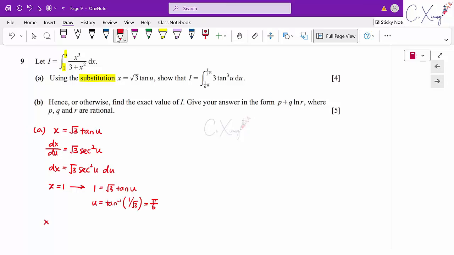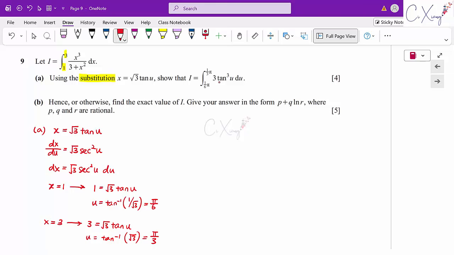Same thing happens when we look for x equals 3, the upper limit. What happens to the value of u? 3 equals sec 3 tangent u, and therefore u is tangent inverse of 3 over sec 3, which is sec 3. By right you should have 60 degrees, which is pi over 3. Once we have successfully changed all these details, we want to change our integral to what they show us here.